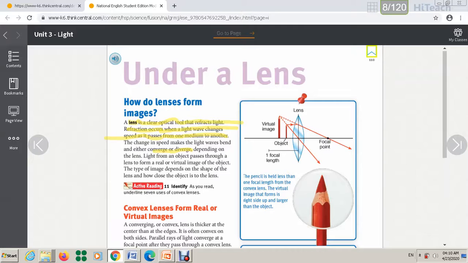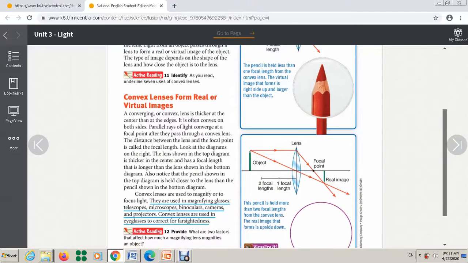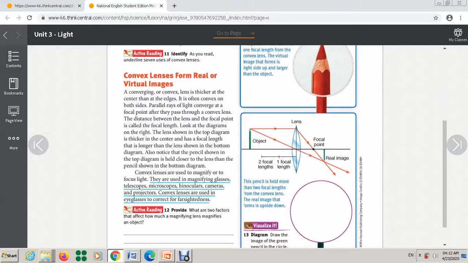Okay, let's start with the first lens, which is the convex lens. The convex lens can form both real or virtual images. You have to know the meaning of convex lens. Convex, it's called also what? Converging lens. It's thicker at the center than the edges. Okay.